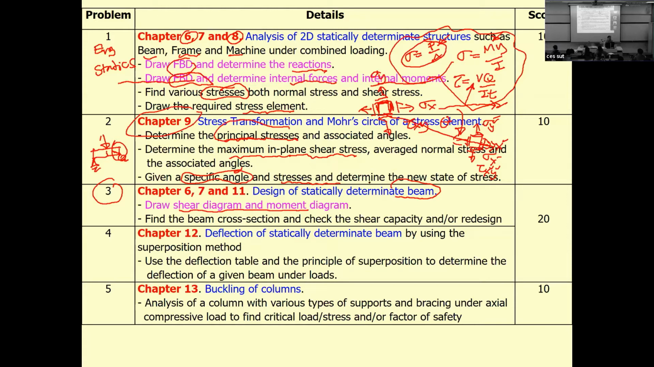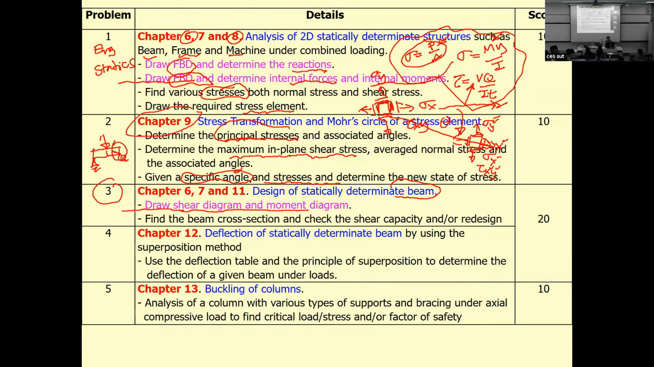Okay, go back to the engineering statics. You may pass the engineering statics, but you may not pass the drawing of shear diagram and moment diagram. And I warn you, for the CE students and the ME students, you're going to draw a lot of shear diagrams and moment diagrams in the near future. So go back and review the engineering statics again.